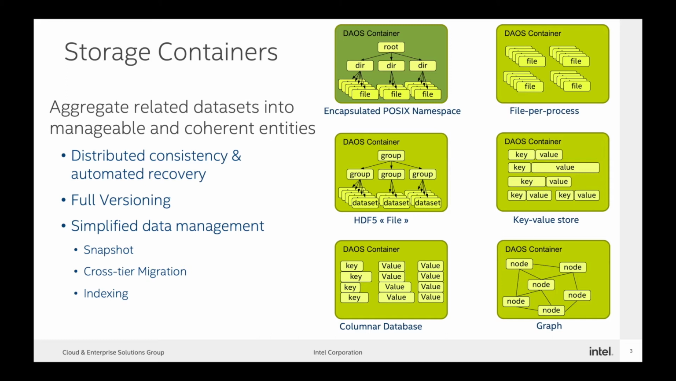It can be a data set that just has a flat directory with a very large number of files, which is typically what applications that do I/O in the file per process case do. It can be an HDF5 file with a different organization of HDF5 objects between groups and data sets. It can be a KV store with different size keys and values. It can be a columnar database or a graph application to store the graph data set there.